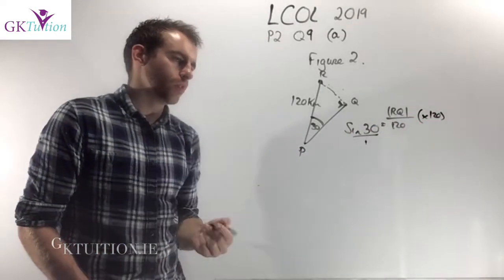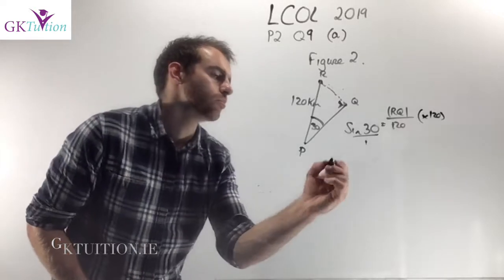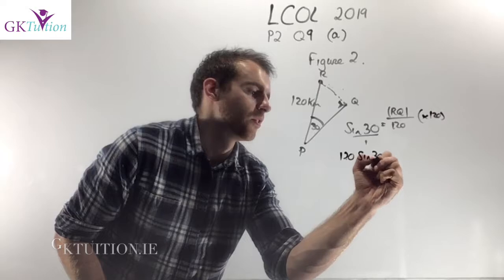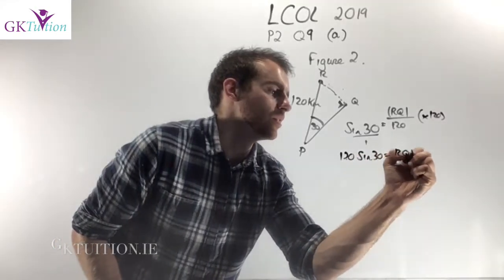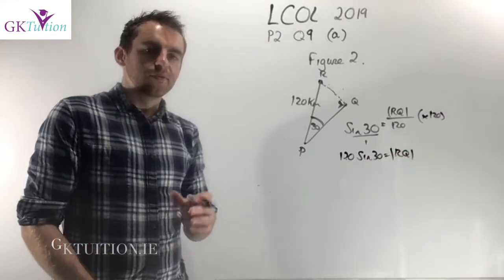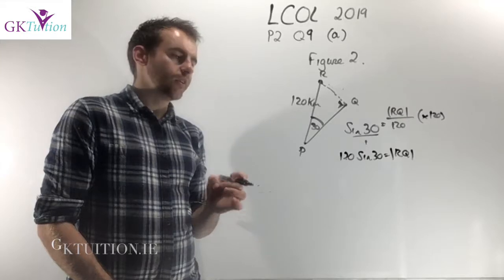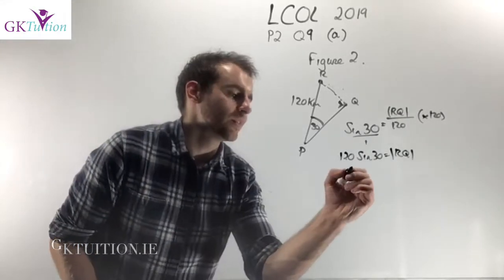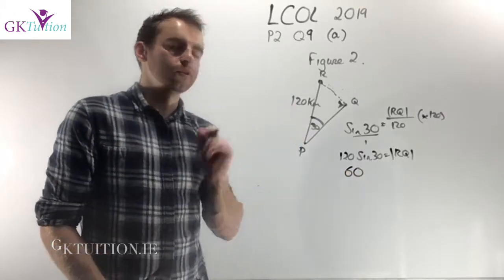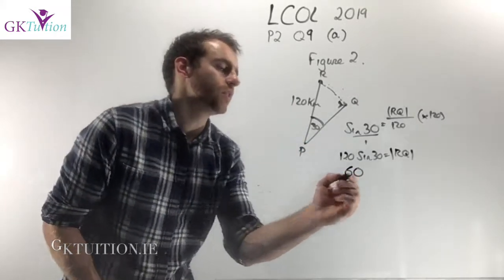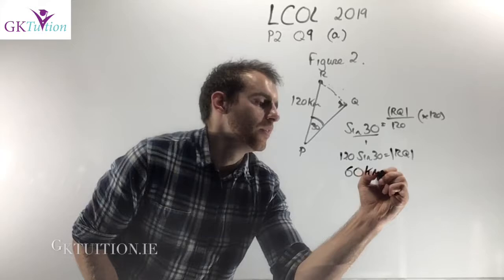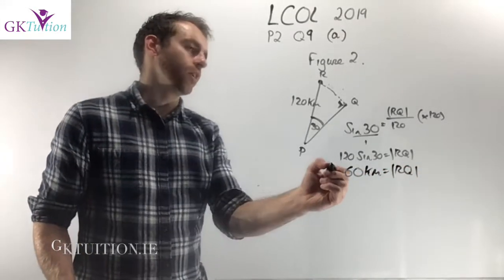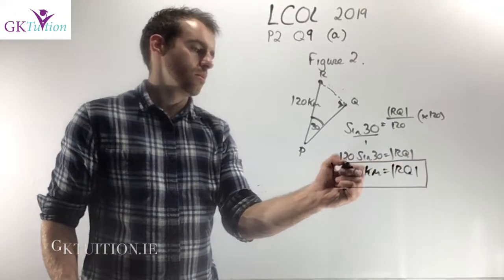If you multiply both sides by 120 or you cross multiply, you get 120 times the sine of 30 is equal to the distance ORQ. And if you plug all of this into your calculator, 120 times sine 30 gives me 60. And remember, the 120 was in kilometers, so obviously this is in kilometers as well. The distance ORQ is 60 kilometers, and that's your final answer for Part A.